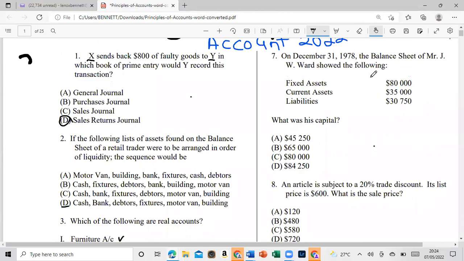All right, on December 31st, 1978, the balance sheet of Mr. J. W. Ward showed the following. Fixed assets, $80,000, current assets, $35,000, and liability, $30,750. Again, it says what was his capital.